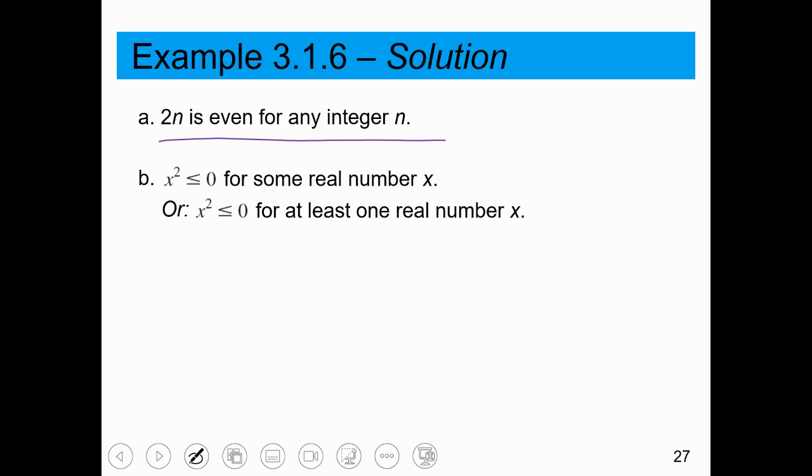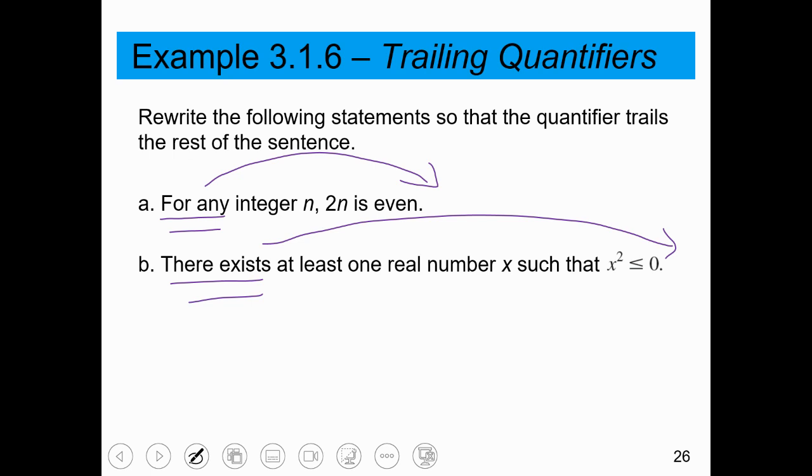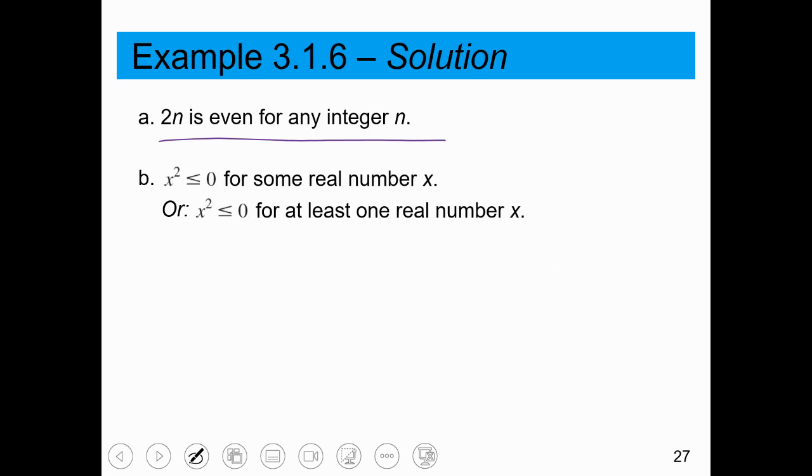Okay, so the quantifier might come after the rest of the sentence. All right, there exists at least one real number x such that x squared is less than or equal to 0. Or x squared is less than or equal to 0 for some real number x, or for at least one real number x. Just alternate ways of expressing the same information.